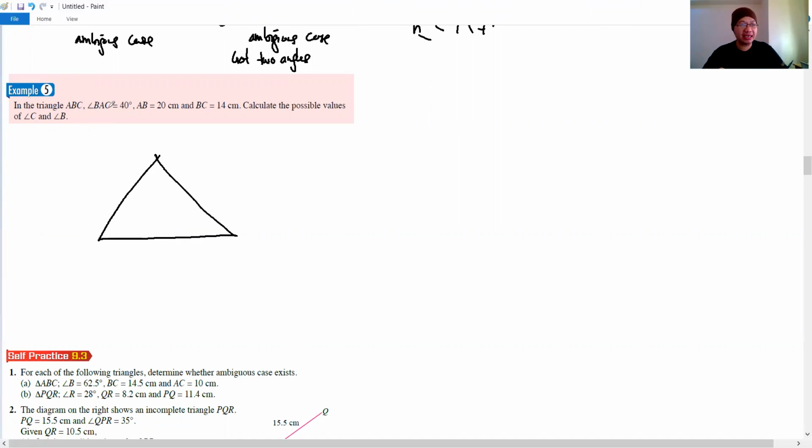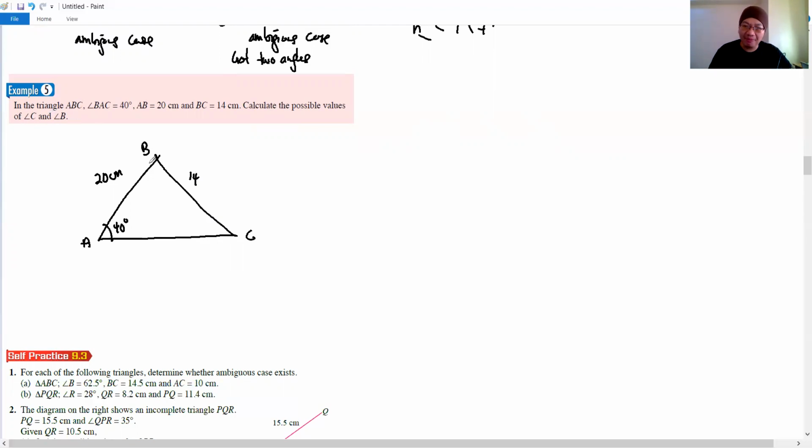So the angle BAC, so angle A, I put it here, so A, B, and C. The angle of A is 40 degrees. The length of AB is 20 and the length of BC is 14. Calculate the possible values of angle C and angle B.